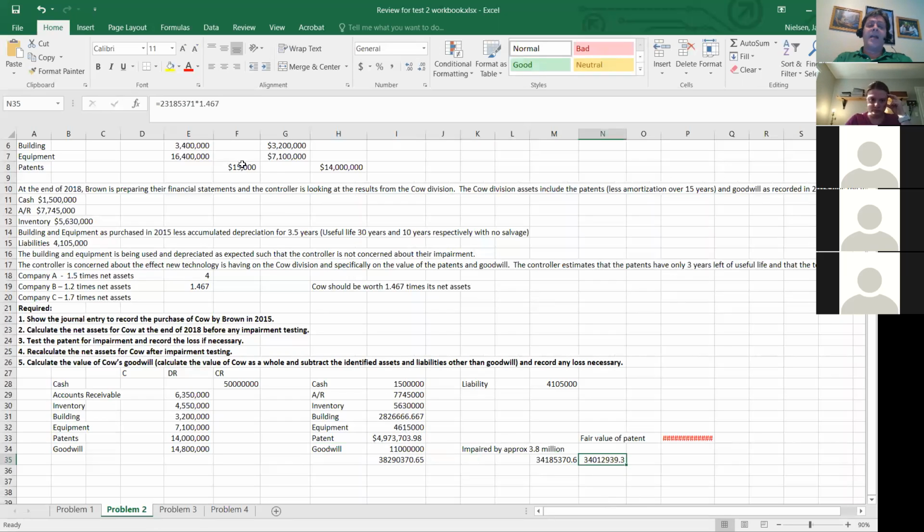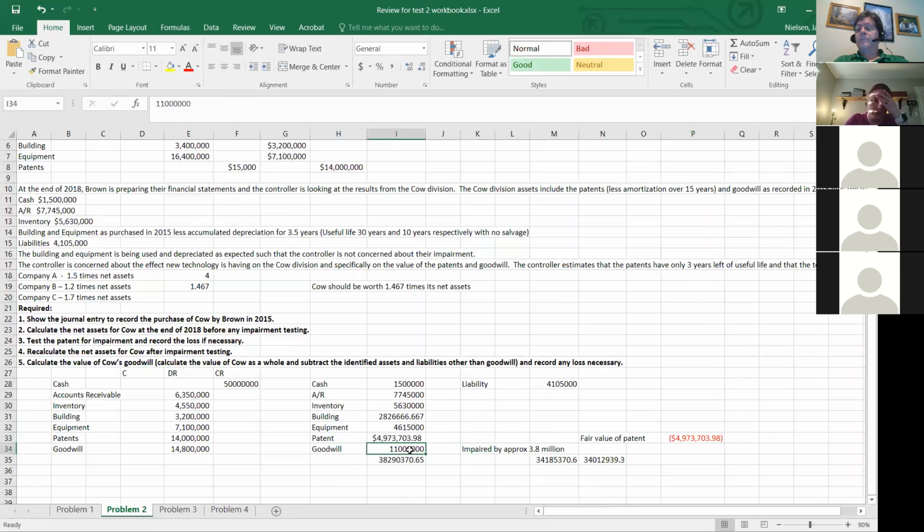Just like when we bought it, we paid 14.8 above the assets. Now it's only worth 11 million more than the assets. So something bad has happened, is the idea behind that. Two different impairment charges. Both of them would be losses: debit, loss, credit, the asset, for the actual journal entry to record those losses.